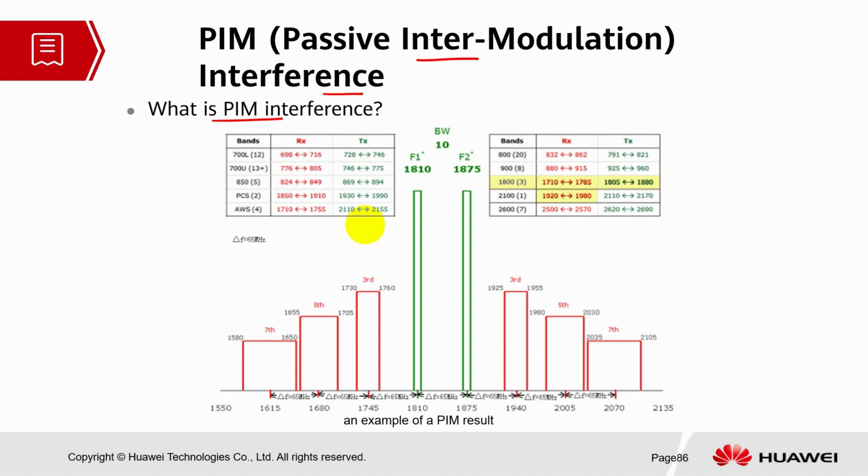It also will cause penetration loss. Basically we have the RX band and TX band. It can be over the uplink band or over the downlink band. Too much concentration will cause the passive intermodulation issue. So this is an example of the PIM results.